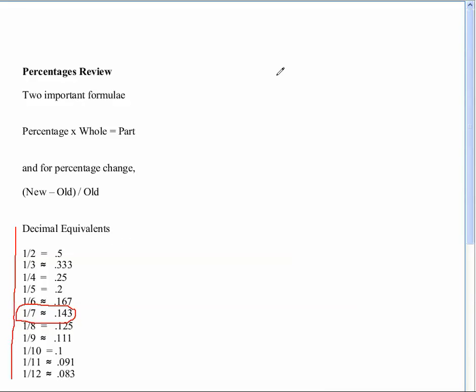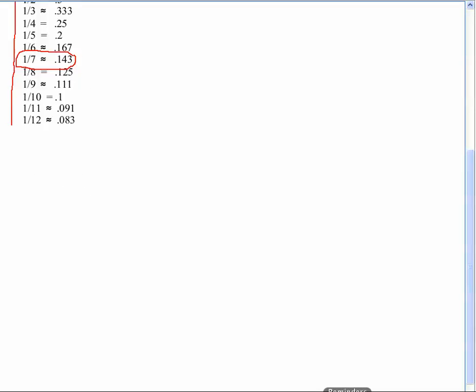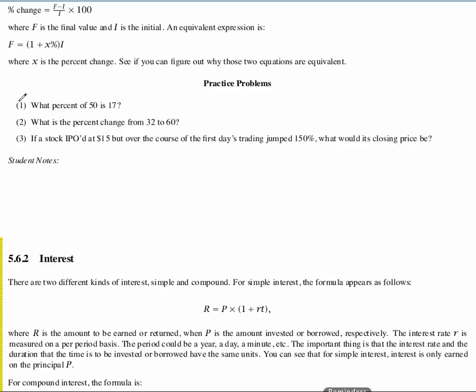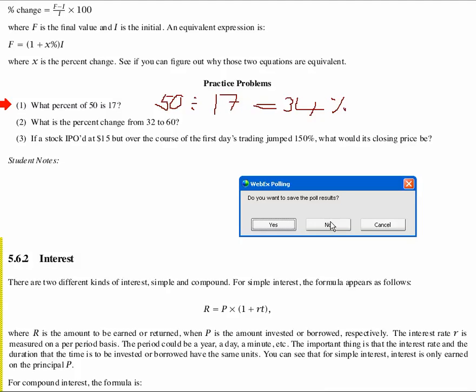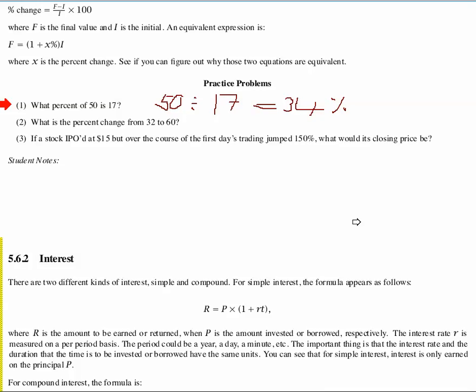So let's look at a few. I think that's it for our percentages review. Let's look at a few of these practice questions here. What percent of 50 is 17? So if you go ahead and use whatever tool you like, Jan, to give us your quick calculation on that. Good, 34%, absolutely right. Okay, what about the next one?